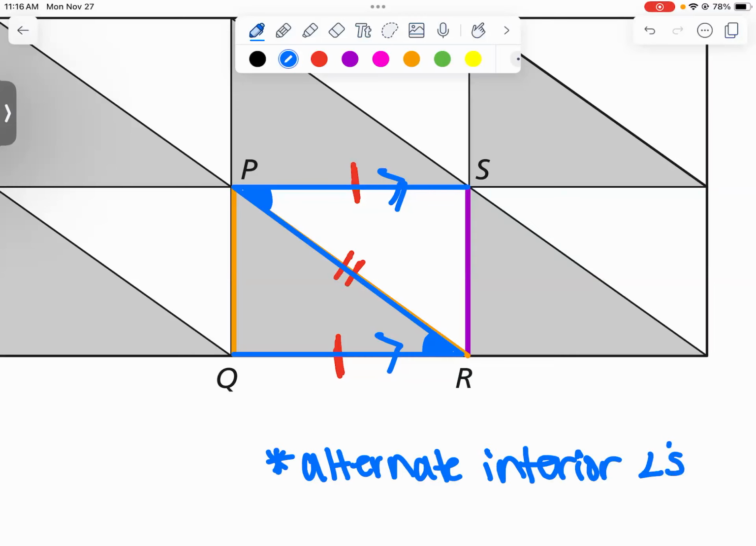You know what I like to look for when there's alternate interior angles? The parallel line and transversal make a Z. Parallel line, transversal, parallel line. You see that? And in the Z, I have my alternate interior angles. That's something you want to be on the lookout for. So we had to use the reflexive property for side PR, and alternate interior angles for our parallel lines. Now we have side angle side.